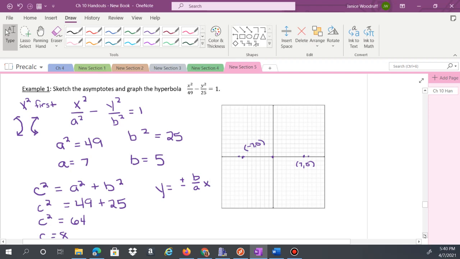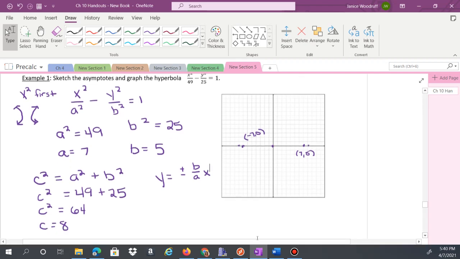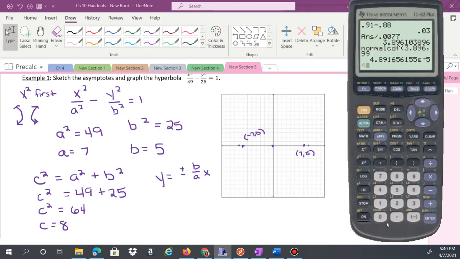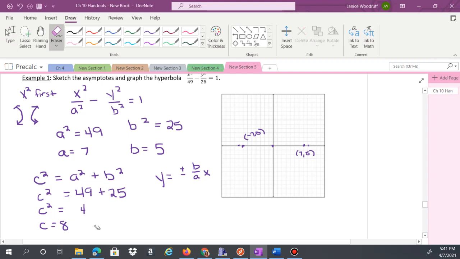Question. 49 plus 25 is 74? Oh, okay. Well, that's very simple to fix, because I was trying to do that in my head. I'm not very good at doing these in my head. So what is the square root of 74? 8.6 roughly? Okay, so 74, and that'll give us 8.6. Okay, so then we'll just go ahead and make these a little bit further out. There are markings there.